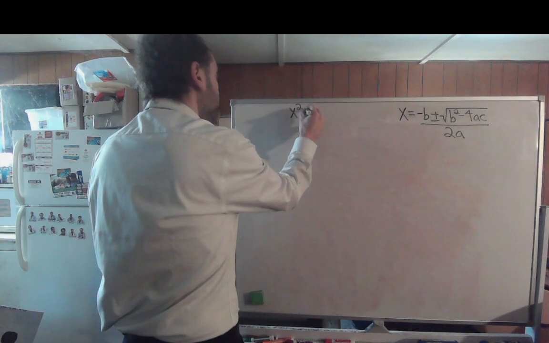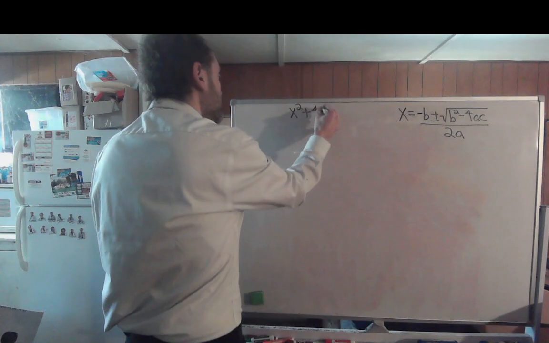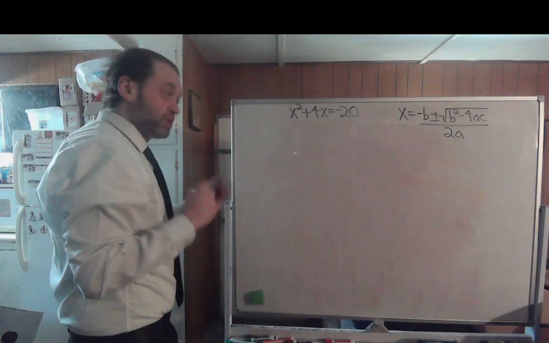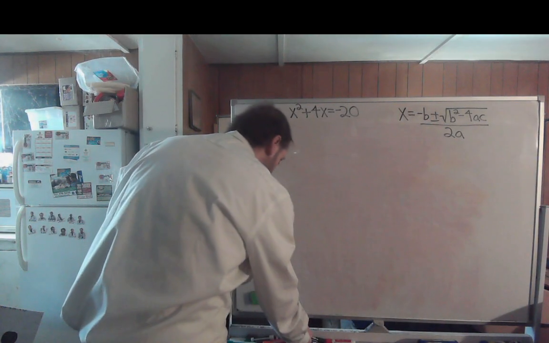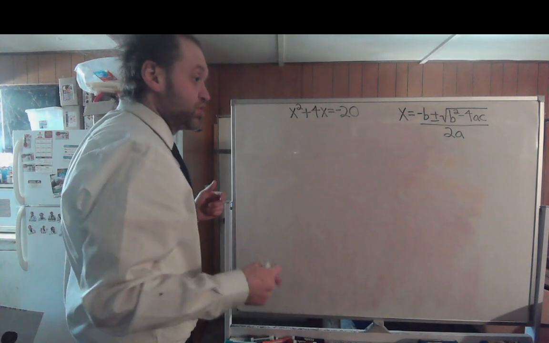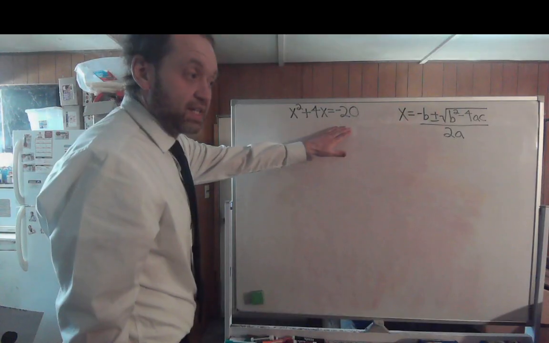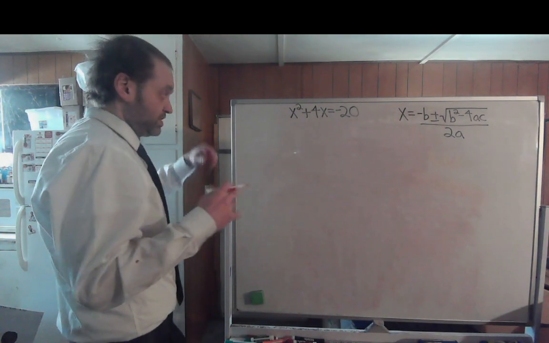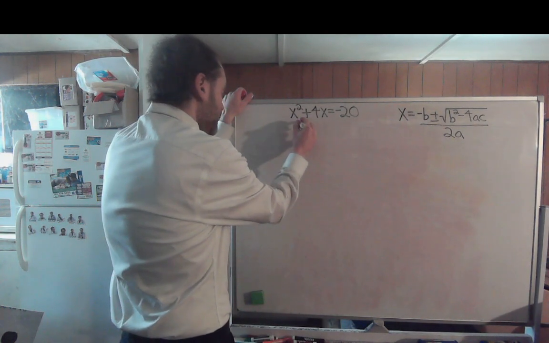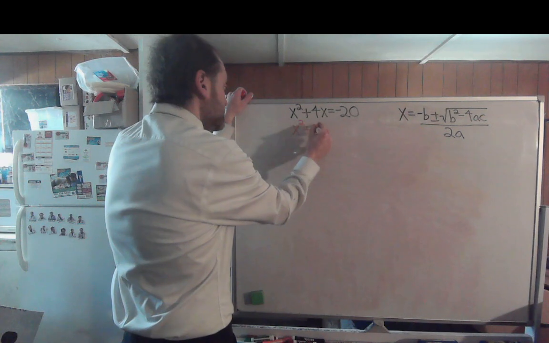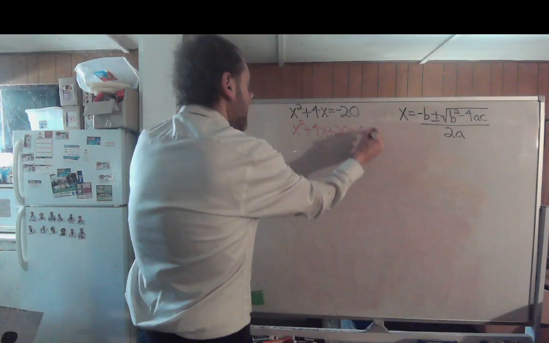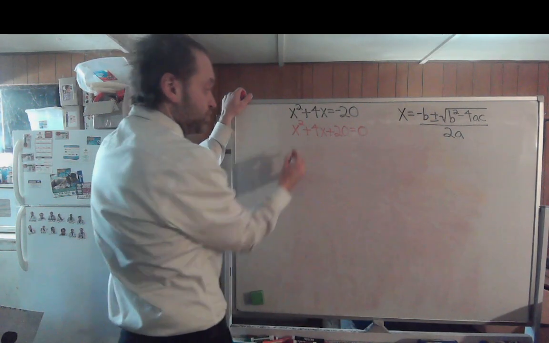x squared plus 4x equals negative 20. So we have x squared plus 4x equals negative 20. Well, in this case, since we're using the quadratic formula, you want the right-hand side to equal 0. So add 20 to both sides. You would get x squared plus 4x plus 20 is equal to 0. Now that's better. Now we can use the quadratic formula.